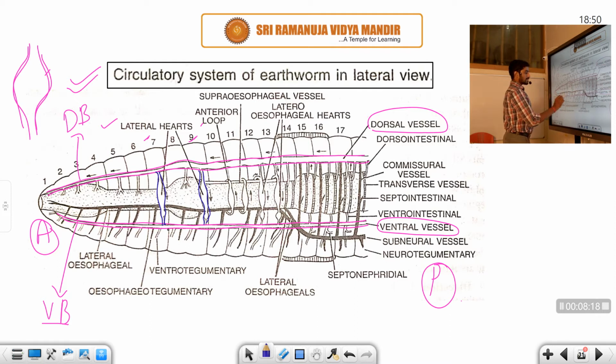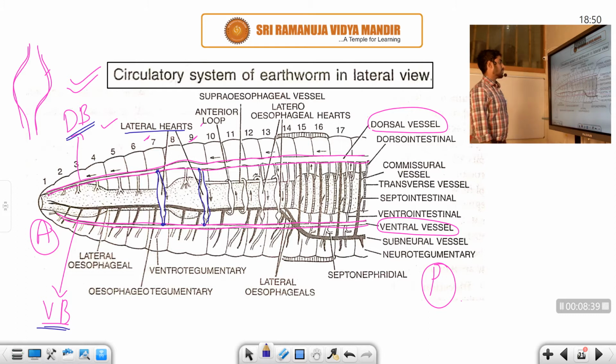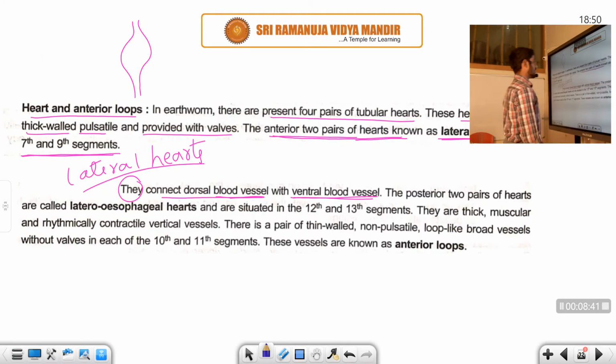So you can see this part and this part and this part and this part. What can this lateral heart do? It connects the ventral blood vessels on one side, and on the other side it is also connected to the dorsal blood vessels. Correct, student? I hope this point is clear. This is a very, very important point. That is what is indicated here. So here they connect the dorsal blood vessels with the ventral blood vessels.